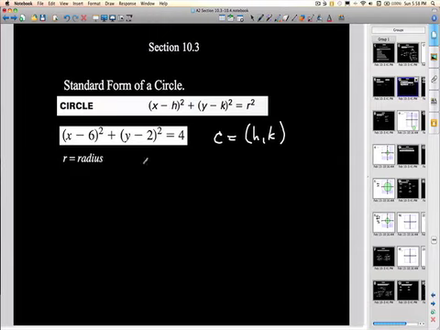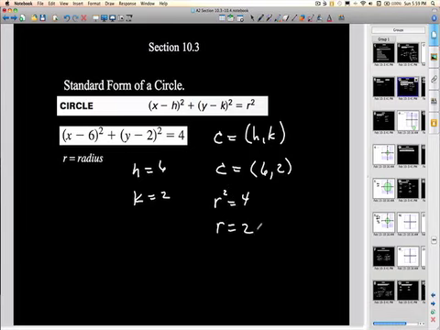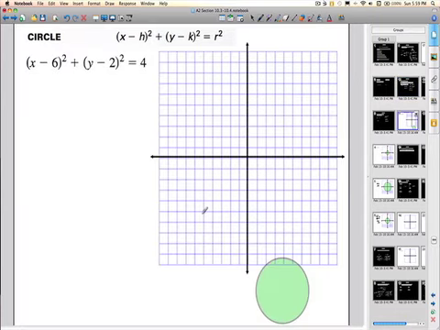So my h in this case is equal to 6, k is equal to 2, so my center is at (6, 2). My radius squared is equal to 4, so my radius will be equal to 2. So now I'm going to take my center and my radius, and I can go ahead and graph this. So my center again was at (6, 2). 1, 2, 3, 4, 5, 6, 1, 2. There's my center, (6, 2).